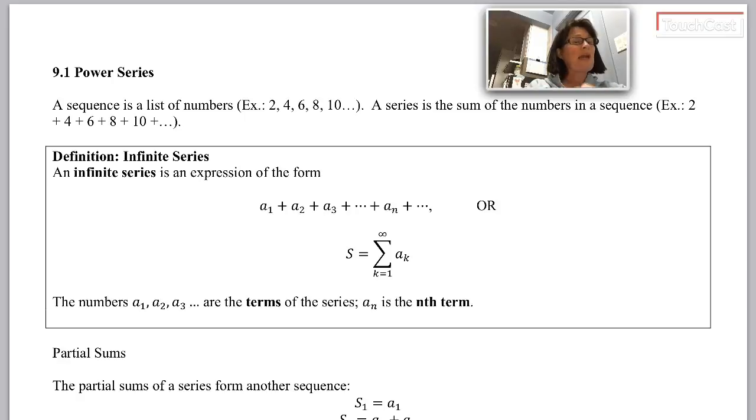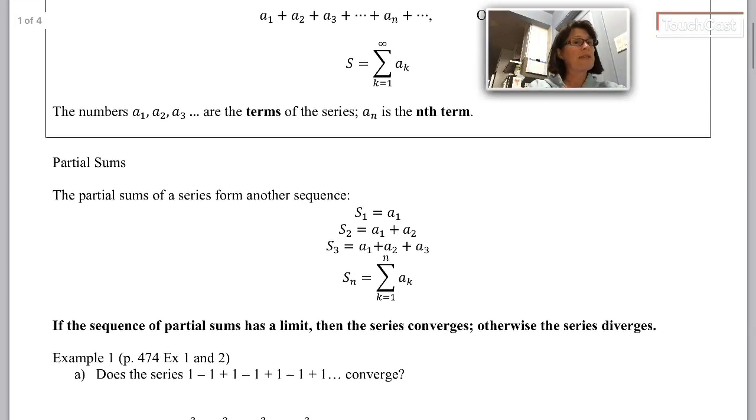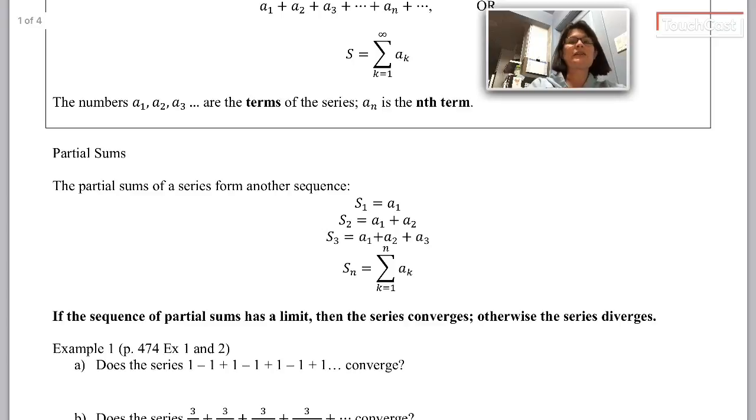The numbers, A1, A2, A3, A4, those are the terms in the sequence, which become the terms in the series. And A sub n stands for the nth term. So A sub 2 is the second term, A sub 5 is the fifth term, etc. So if a series means adding together the numbers in a sequence, we could talk about what happens as we add more and more numbers in this sequence, more numbers in the series.